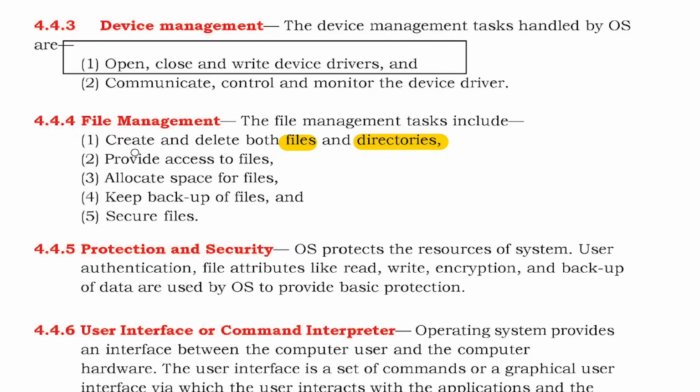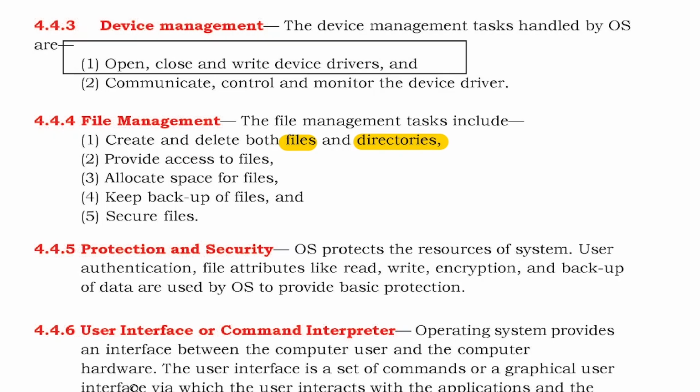Then encryption and backup of data. I already told you about backup, it is the same thing. Backup of the entire data is used by the operating system to provide a basic protection. These are the basic protection and security provided by the operating system.